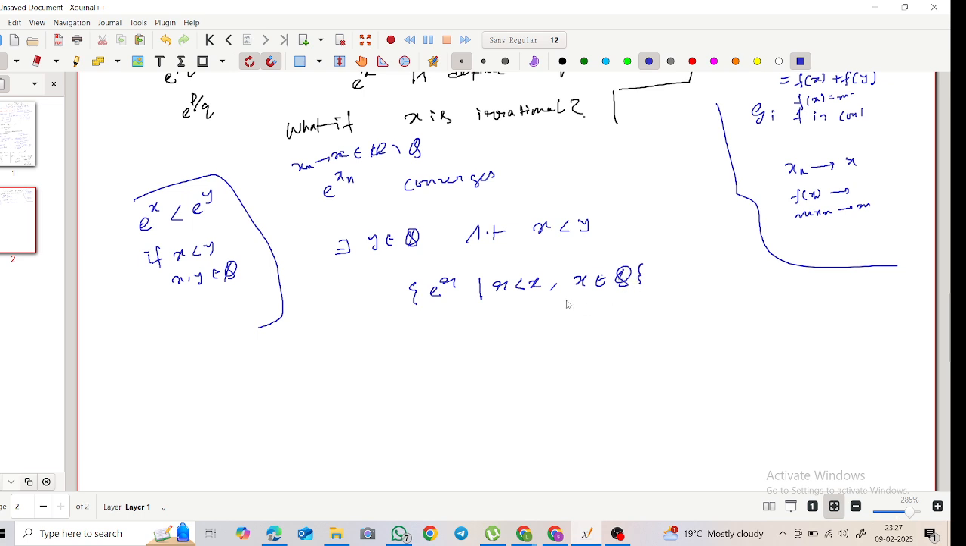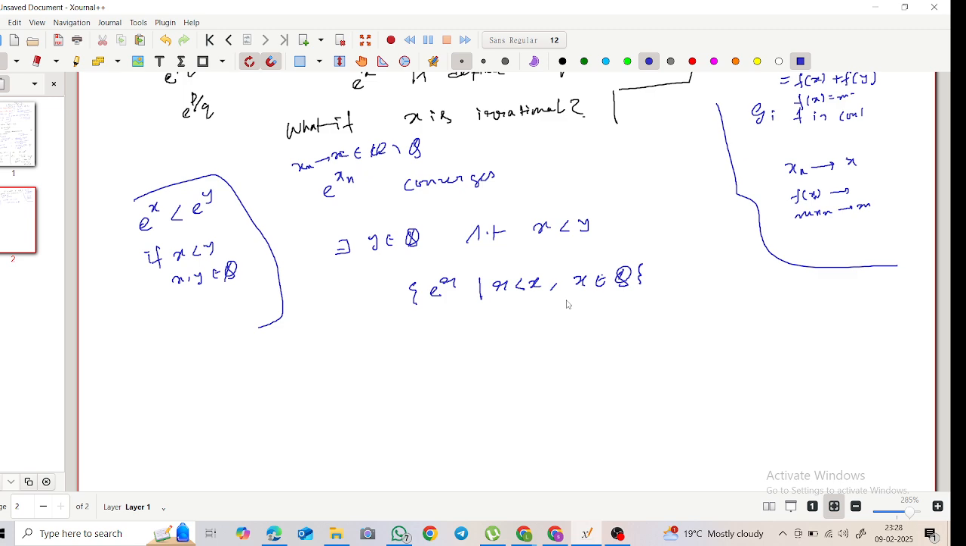Okay, clear? This set is clear, na? So basically we have collected all the rationals below x, we have raised them to the power e, and we have collected a collection. I mean we have a collection. Okay.